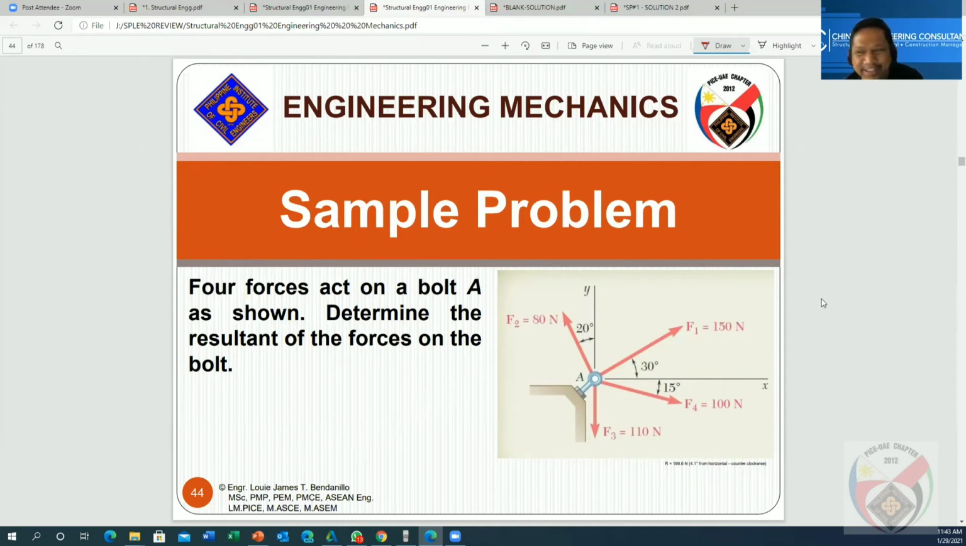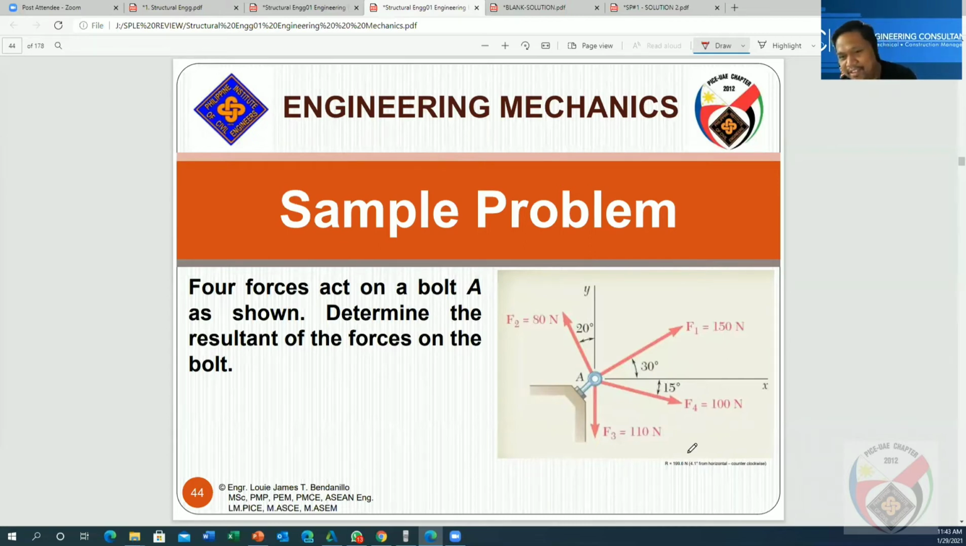Bakit by component? Type pa siguro si engineer. Okay, para makasave tayo ng time. So for me also, the best approach here is by component.